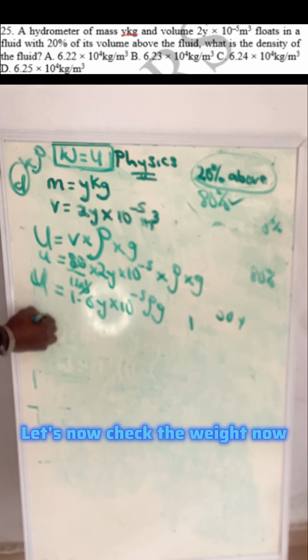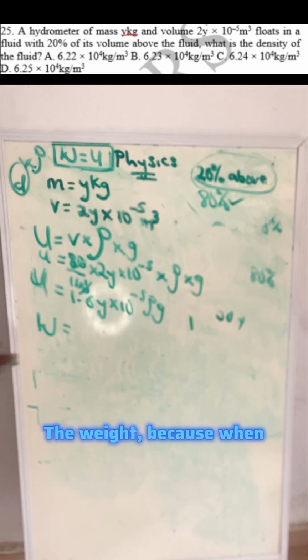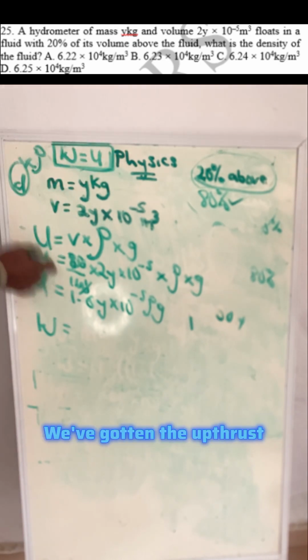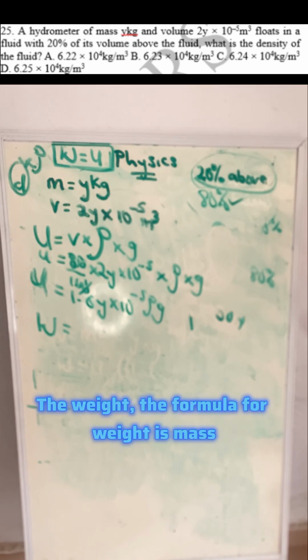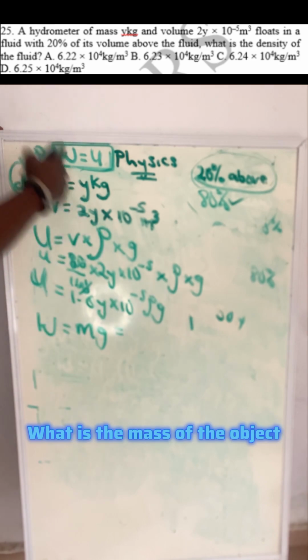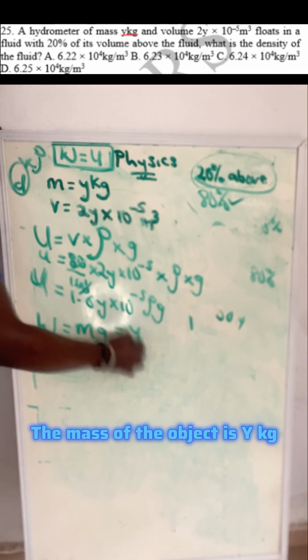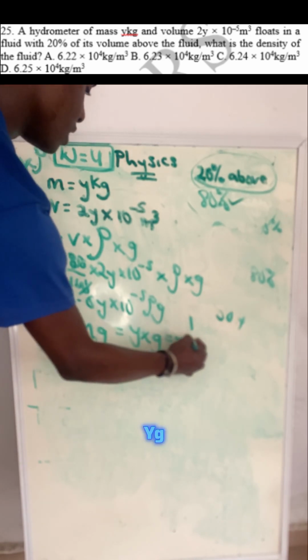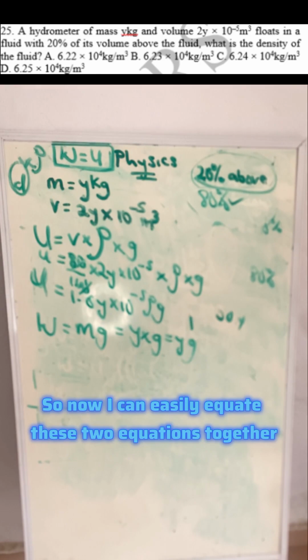So we don't know the weight. Let's now check the weight. When an object is floating in water, there are two things we need: the weight and the upthrust. We've gotten the upthrust. What about the weight? The formula for weight is mass multiplied by gravity. The mass of the object is y kg. Gravity, we don't know, so the answer is yg.